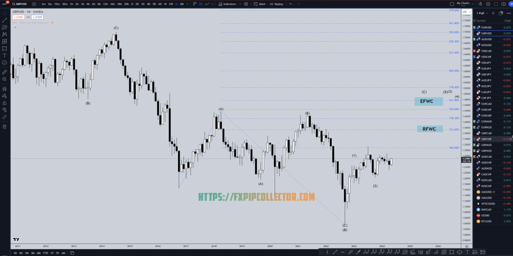Today is Tuesday, May 21st, and I'm going to be analyzing the pound US dollar, starting on the monthly, working my way down to the 1 hour time frame for the full top down analysis.